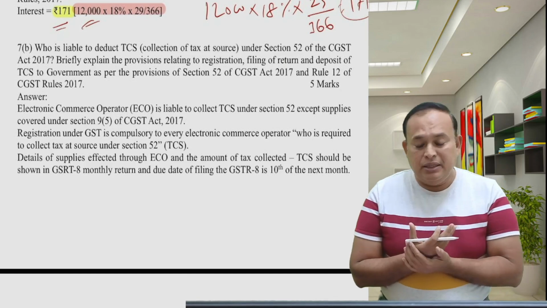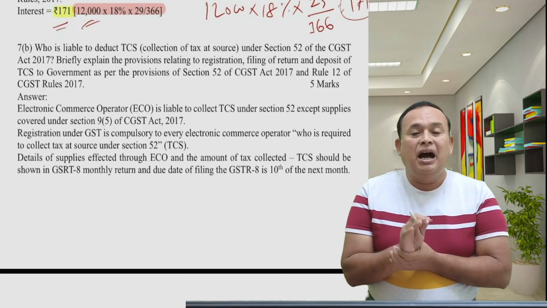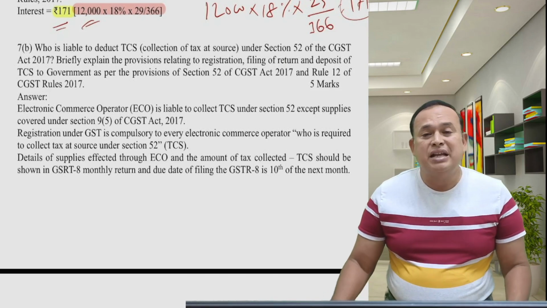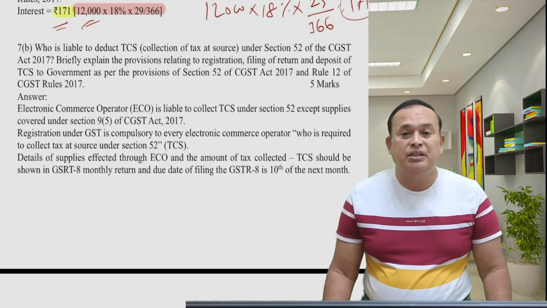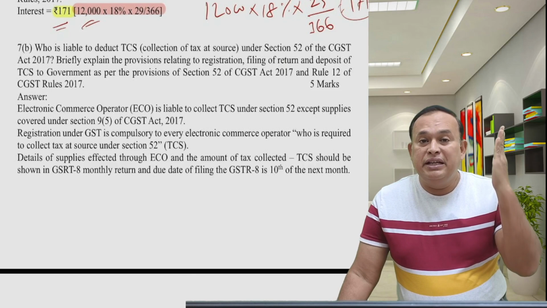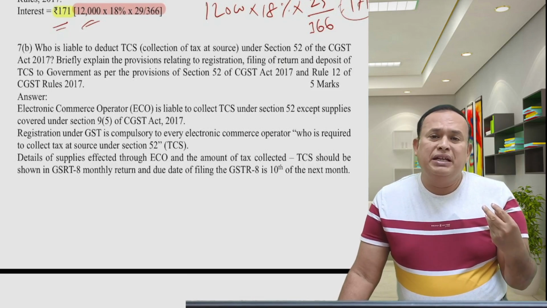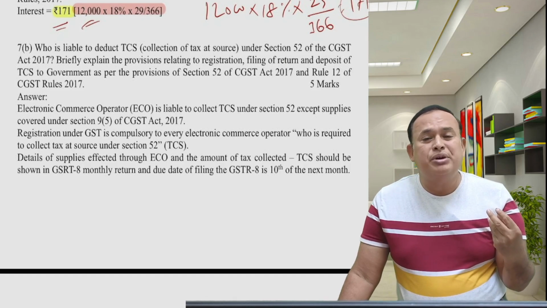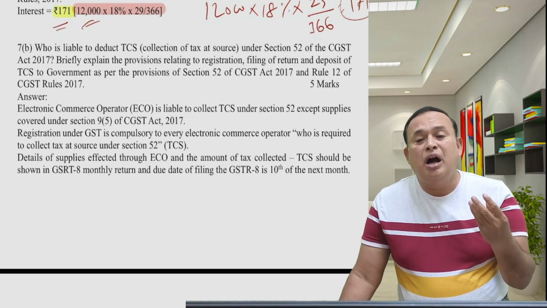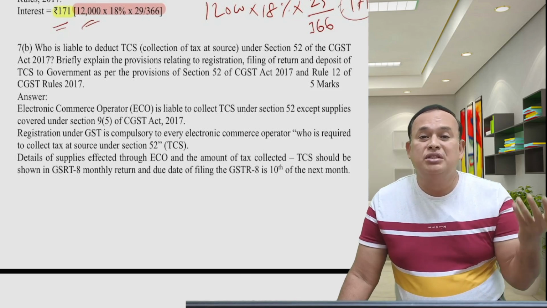How to understand this? E-commerce operator who is liable to collect TCS under section 52, except supplies covered under section 9(5) of the CGST Act. You are aware of that? Section 9(5) of the CGST Act, where there is radio taxi services, or any other vehicle providing services through e-commerce operator. Thereafter, we understood the short-term accommodation, housekeeping, supplier of services who supplied their services through e-commerce operator. Those suppliers are unregistered persons.